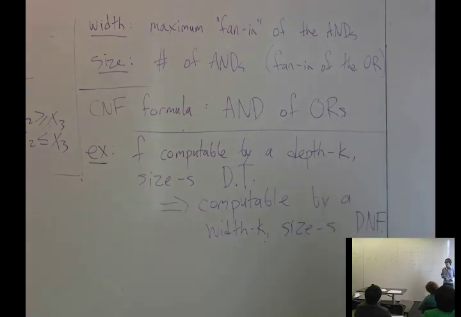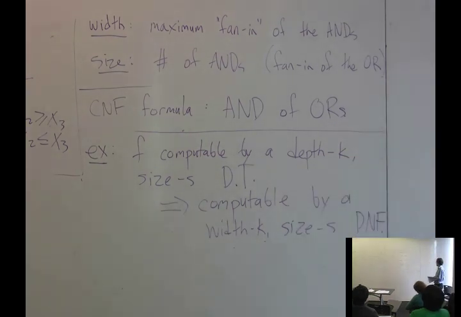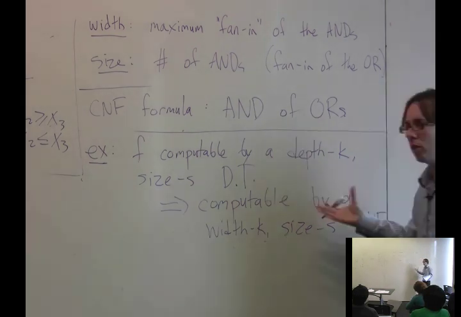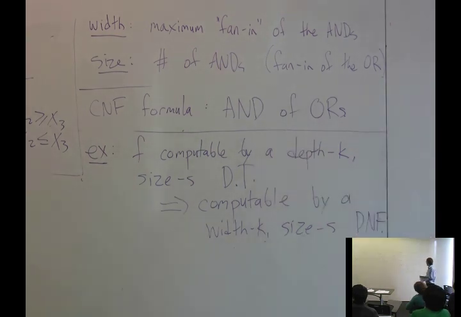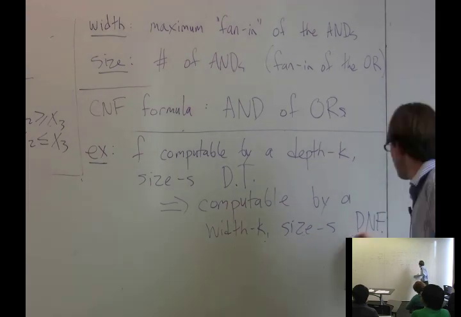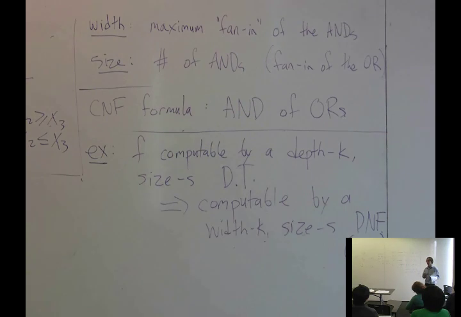OK, that's a pretty easy exercise. So basically, whatever you can compute with a decision tree, you can compute at least as efficiently with a DNF, also with a CNF. But the converse is not true.